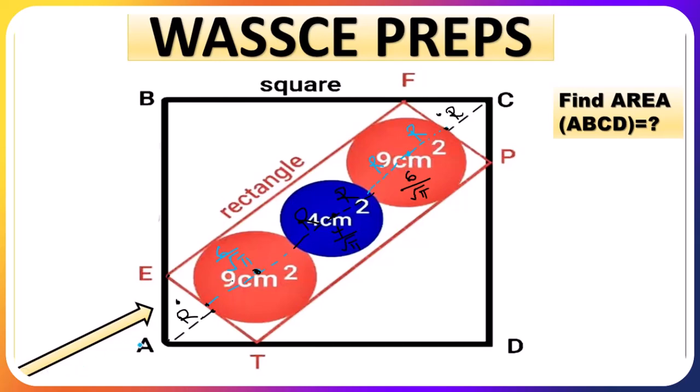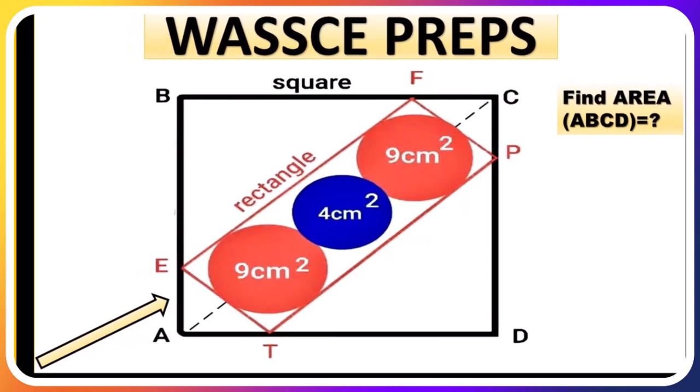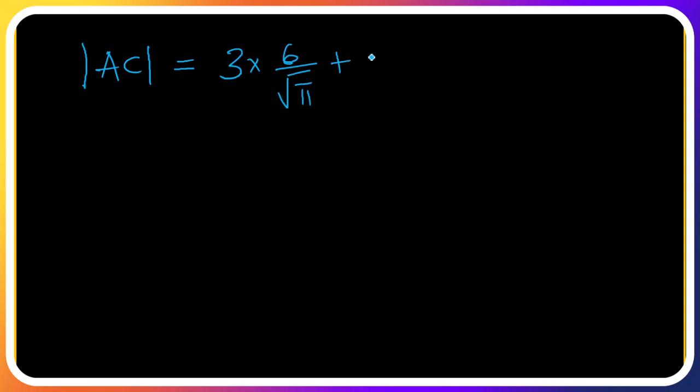So length AC, from A to C, gives us 3 multiplying 6 on root pi plus 4 on root pi.